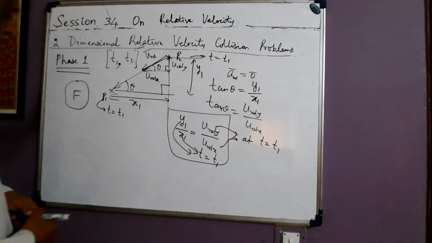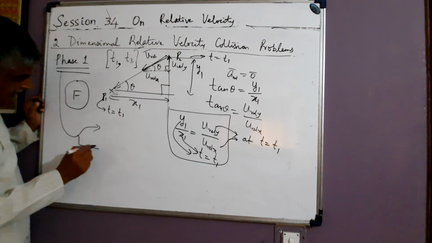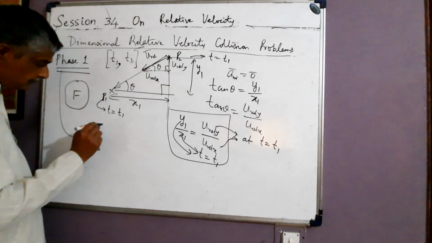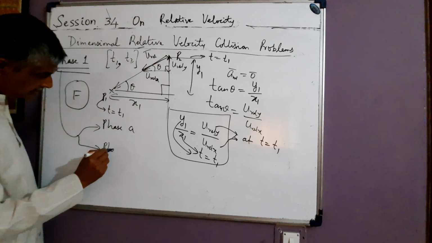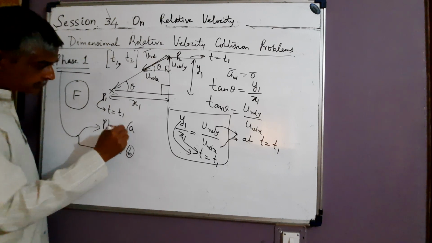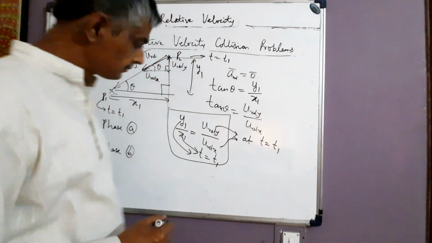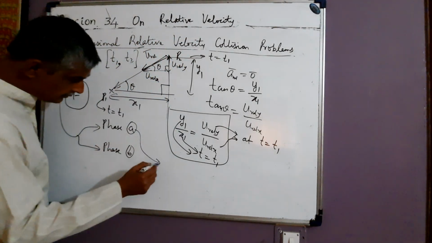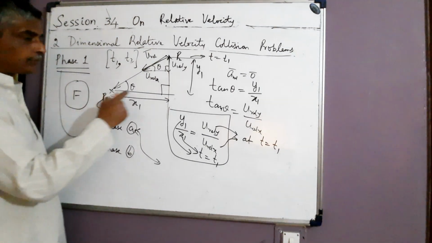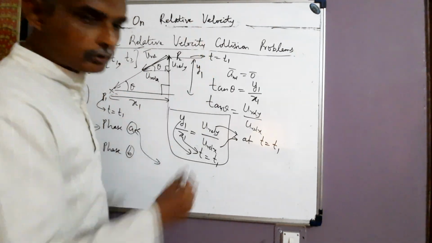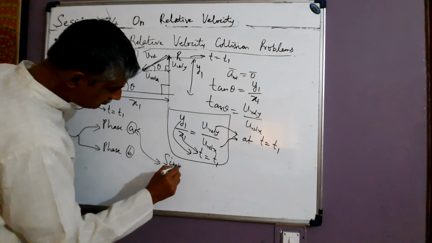Now in phase 1 we will again subdivide it into two cases, phase A and phase B. Phase 1 will be subdivided into phase A and phase B. In phase A, we will assume that the two particles are projected simultaneously and they subsequently collide. In phase A, it will assume simultaneous projection.